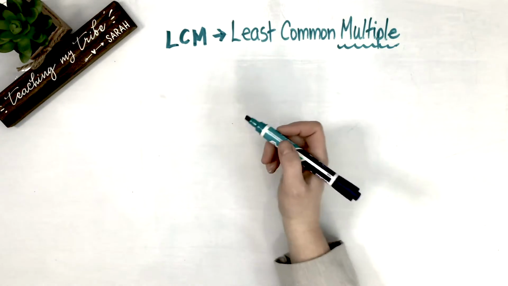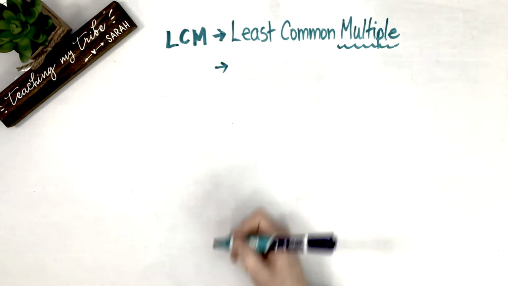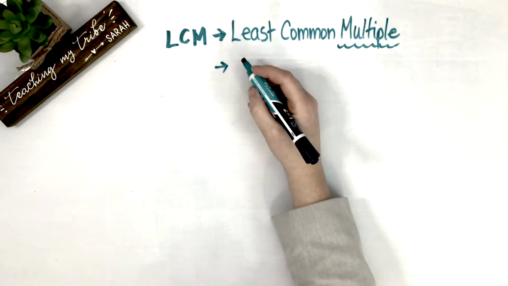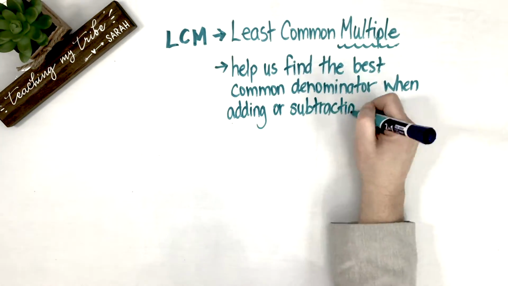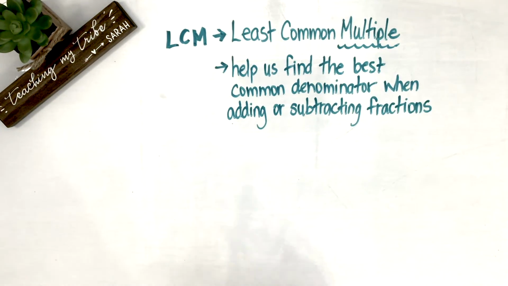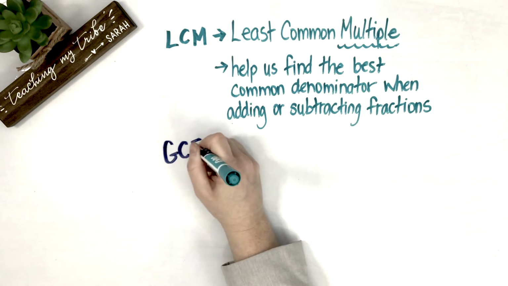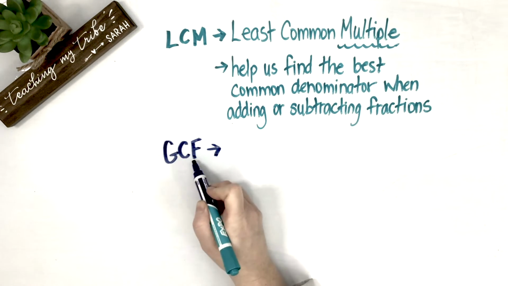Okay, so a least common multiple is very useful when we're working with fractions. What can a least common multiple help us do? It will help us find the best common denominator. Another important term is the GCF. What is a GCF? It means greatest common factor.